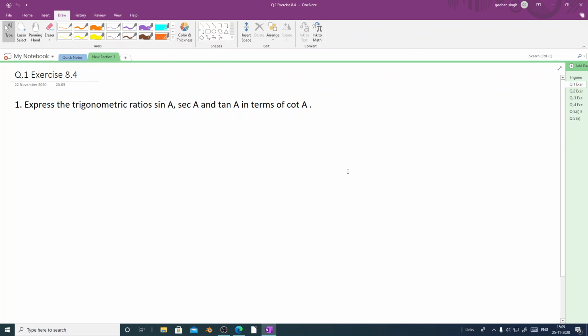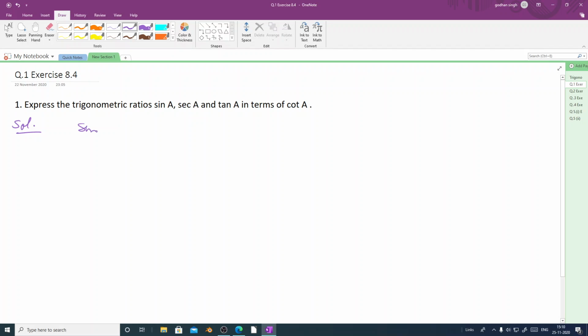So 8.4 question number 1, which we are having, is: express the trigonometric ratios sin A, sec A and tan A in terms of cot A. So we have to express sin A as well as sec A and tan A all in terms of cot A. So let us try solving this one. We will be solving question number 1 of exercise 8.4.